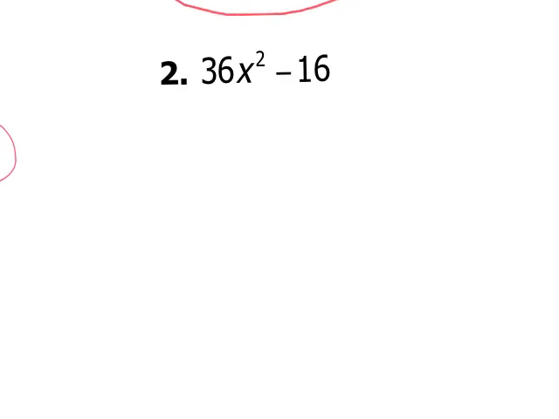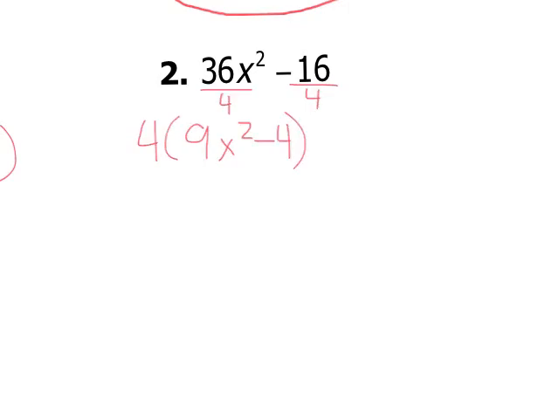I should always try a GCF. Is 36 and 16 both divisible by something? Yep. So if you have 6x plus 4 and 6x minus 4, you are wrong. Sorry. Okay. So I can divide both of those by 4. So I go ahead and do my GCF, just like any other problem. And I'm left with 9x squared minus 4.